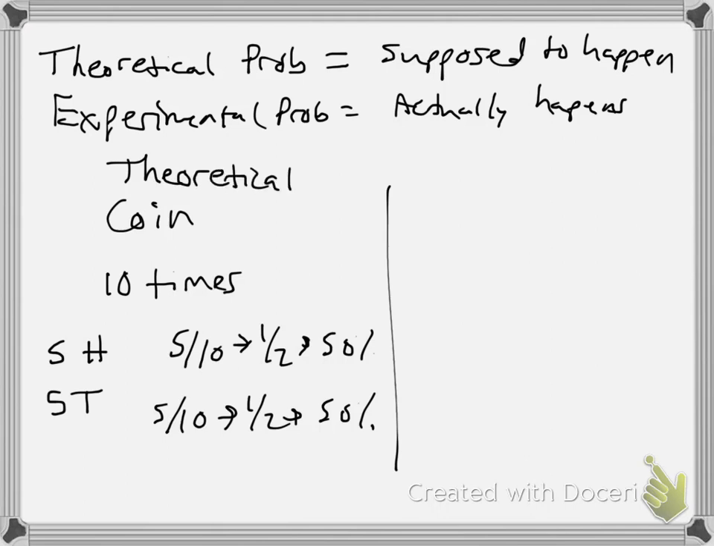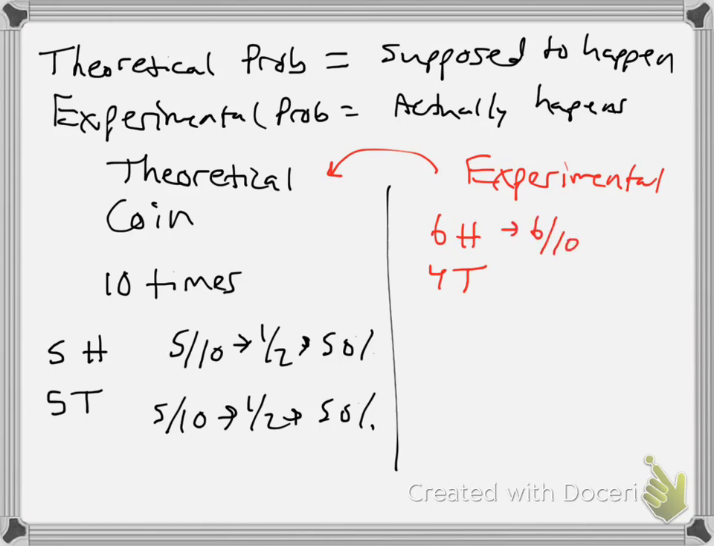Now let's say I actually do flip a coin 10 times. Now I go into the realm of experimental. When I flip this coin, I get 6 heads and 4 tails. That doesn't mean I did it wrong. It just means it didn't act as it was supposed to in theory. My new probability is 6 out of 10 and 4 out of 10, which simplifies to 3/5 and 2/5. So I have a 3/5 probability of getting heads and a 2/5 probability of getting tails according to the experiment.